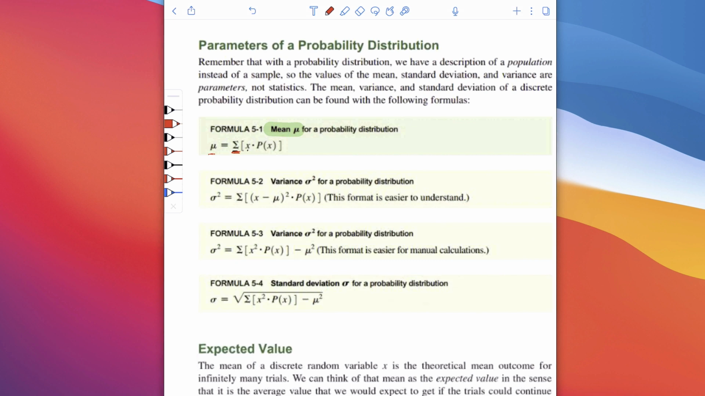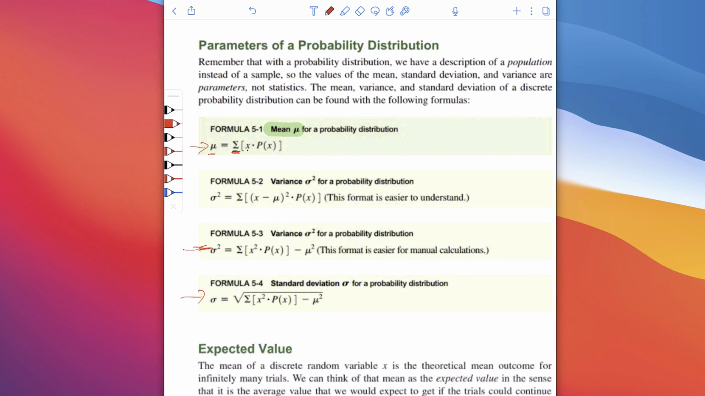The variance is a little bit more complicated, but then you have the standard deviation, which is just the square root of the variance. They use this formula here, which is a little bit easier to calculate. So we'll look at the mean and then the standard deviation.